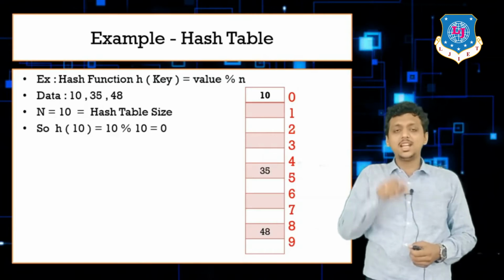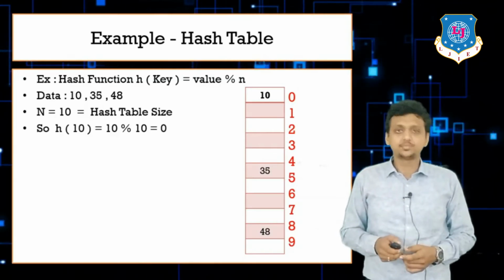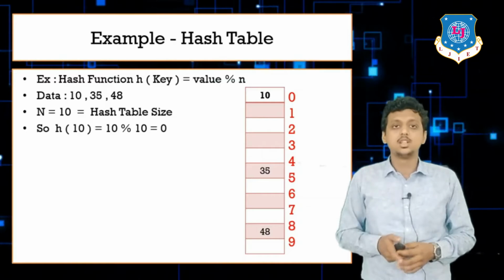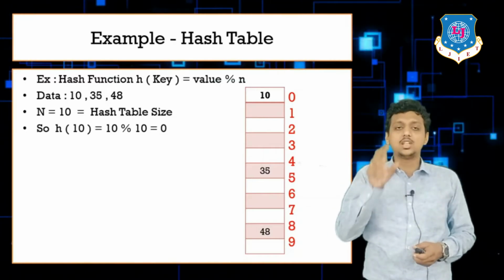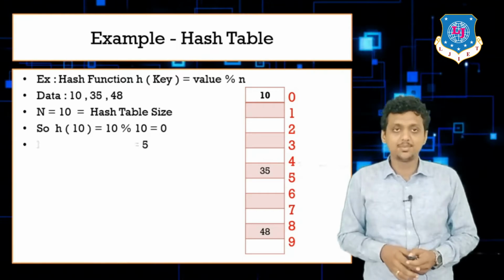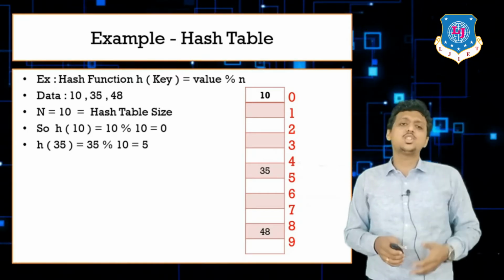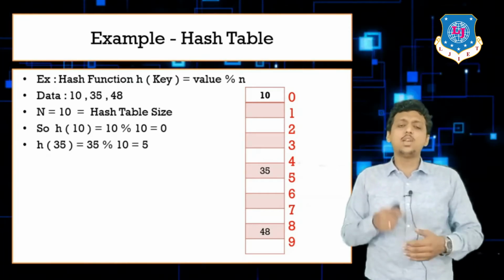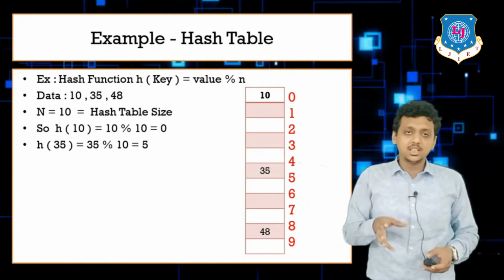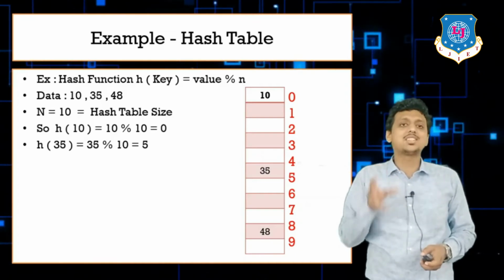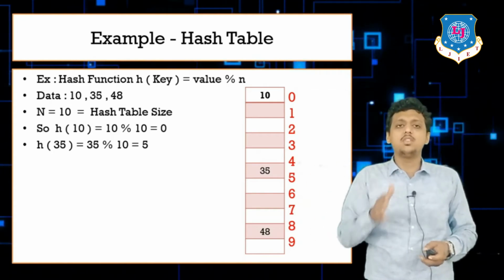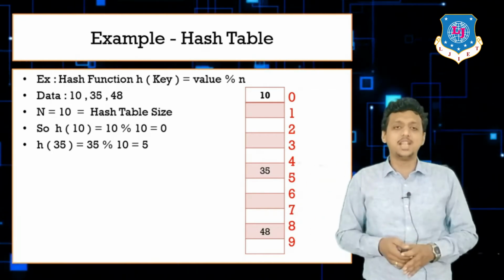So the 0 we get is our hash value. h of 10 is the hash function. Here 10 is a key as well as the size of the hash table. Now suppose I want to insert 35, then h of 35 is 35 modular 10, which is equal to 5. Here 35 is a key, 10 is the hash table size, and 35 modular 10 is equal to 5. So 5 becomes our hash value or the table index.